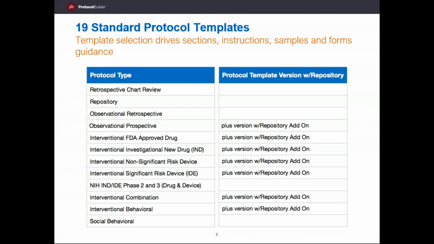Again, this is more of a user training, so I'm not going to do that much of the marketing stuff, but just to give you a quick overview though. Right now, Protocol Builder has 19 standard templates. I'll be showing you in a couple minutes how we access them. So you can see that we have everything from ones that you might be using the most, maybe like the retrospective chart review and the observational retrospective. But again, we have a whole slew, going right through interventional, drug and device. We also have social behavioral, interventional behavioral. So we have a whole group of protocol templates that you can use based on your needs.